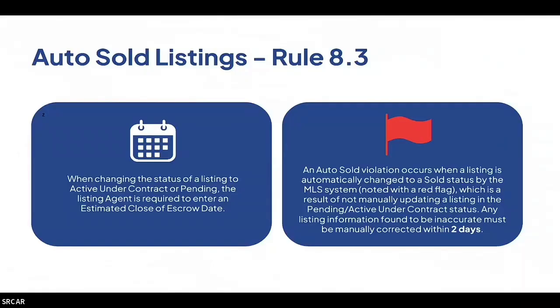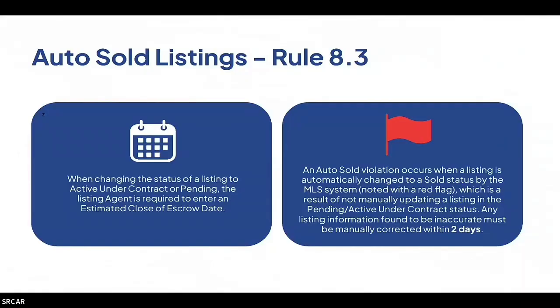You have to pay attention to it as it approaches, because auto sold happens when you've entered that date and then that date isn't updated and 5 days pass beyond it. At that point, the system is going to close out your listing and put you into auto sold status. And you are going to have to come to us because it's going to lock you out of your listing.